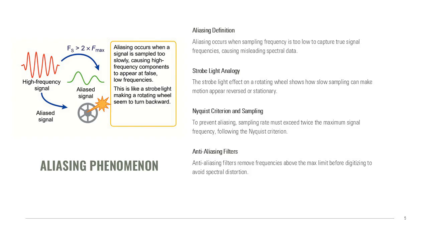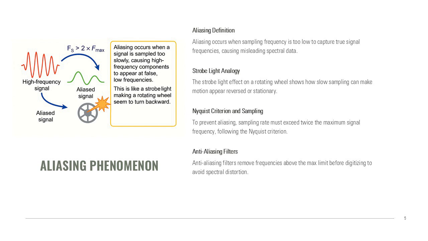Aliasing occurs when the sampling rate is too low to capture the true frequency content of the vibration signal. When this happens, high-frequency components appear as false low-frequency signals in the spectrum, leading to incorrect diagnoses. A common analogy is the strobe light effect on a rotating wheel, where the wheel appears stationary or moving backward when the strobe flashes too slowly.